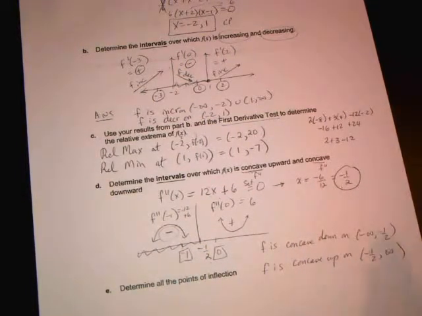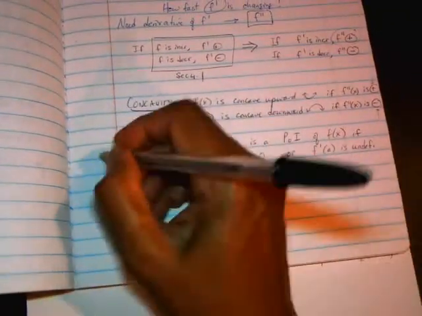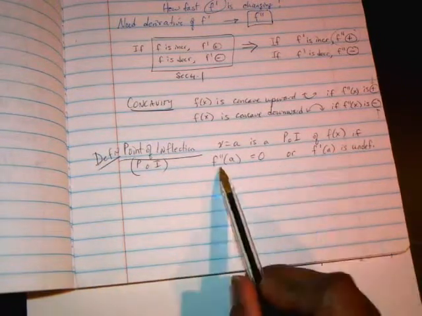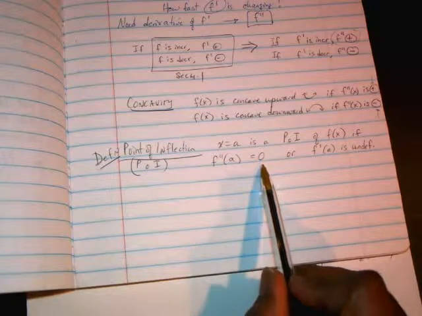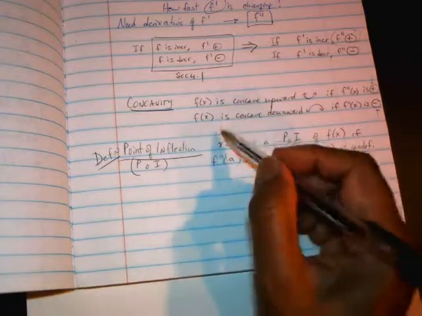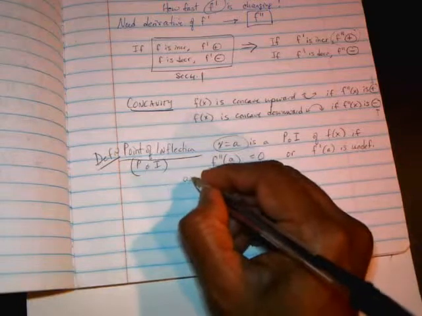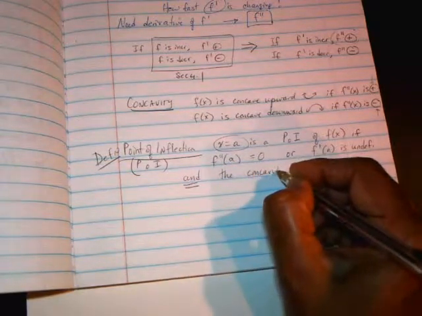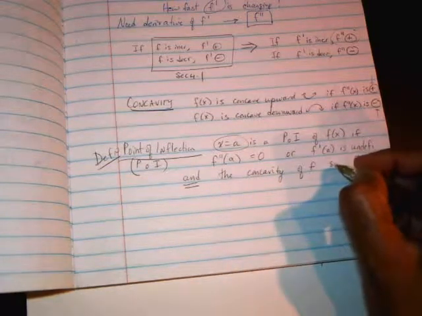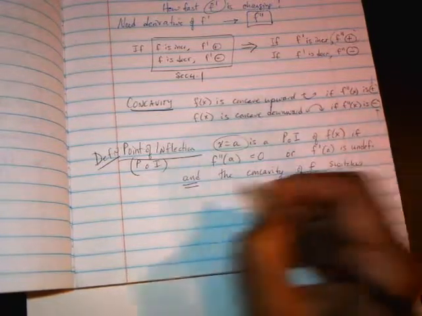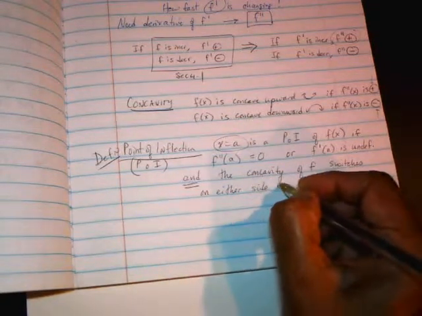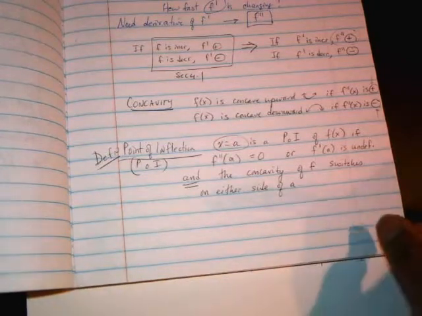Now at this stage, I want to go back to our notes. I want to add something to our point of inflection. The definition for the point of inflection is that it's a point of inflection if the second derivative is either 0 or undefined at the point x equals a, and an important part, the concavity of f switches on either side of a. Okay, so that's a key part.